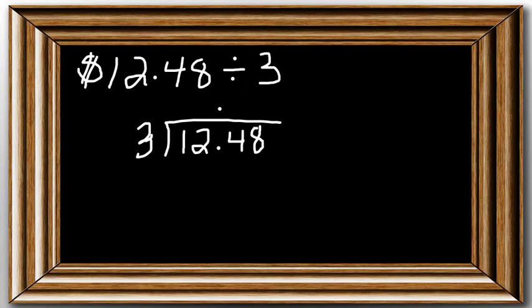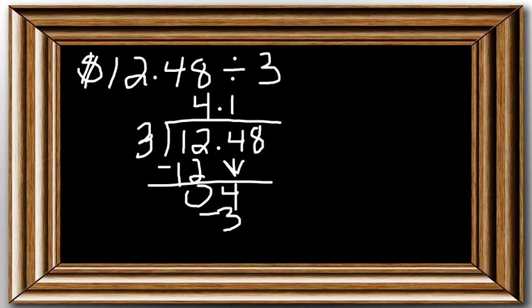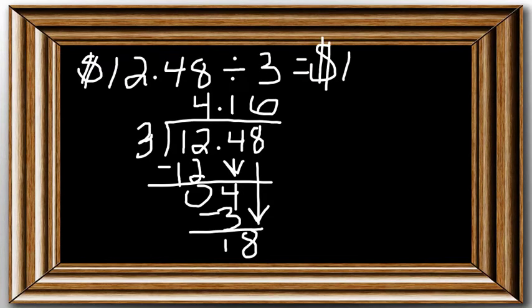So can 3 go into 1? No. So I can't put anything over the 1, but can 3 go into 12? Yes, it can go in 4 times. 4 times 3 is 12. Then I subtract and bring down the next number. 3 goes into 4 1 time, so 4 minus 3. Bring down, 3 goes into 18 6 times. So I have my answer of $4.16 because my decimal's already where it needs to be.